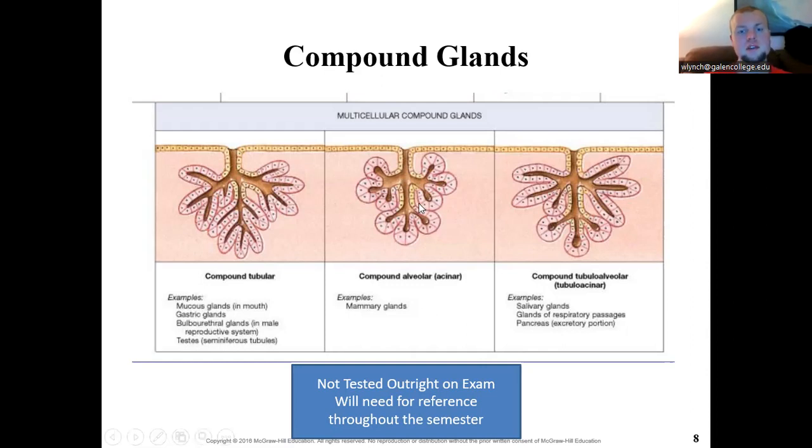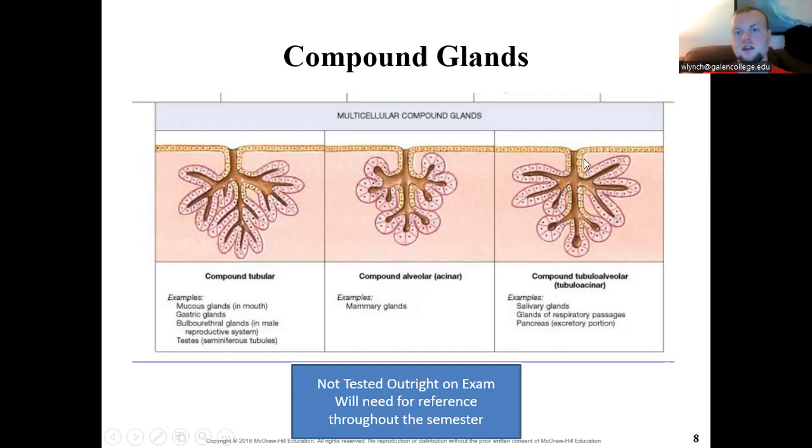For compound alveolar glands, again, same thing. Here we have 3 branches, and on those 3 branches, we have 3 alveolar shapes. So we have 3 distinct alveolar branches off of each individual tubular branch that has taken its way. So we have a compound acinar gland here. This is seen in a lot of mammary glands.